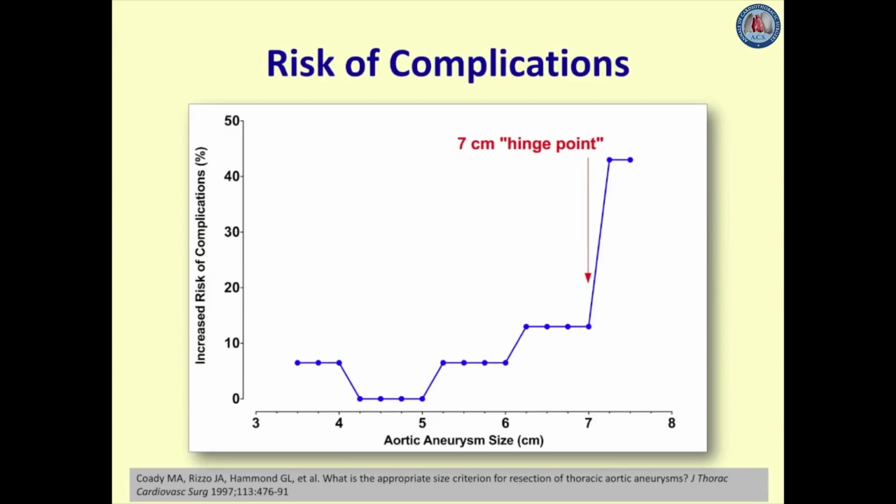Now, in terms of the risk of complications, the descending aorta does not suffer complications until a little bit later in size than the ascending aorta. Here you can see that it's between 5 and 6, and ultimately with a strong hinge point at 7 centimeters, that the descending aorta ruptures or dissects. So intervention somewhere between 5 and 6 centimeters is highly recommended.